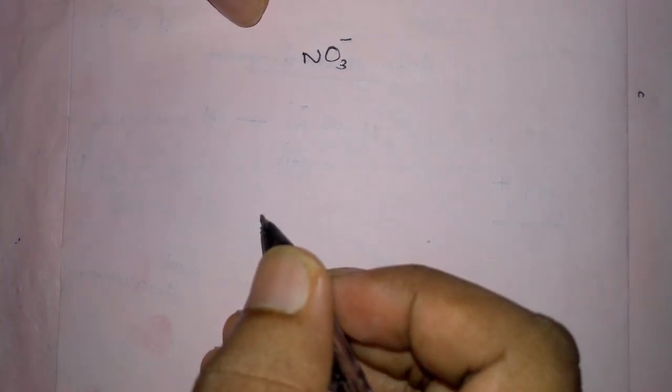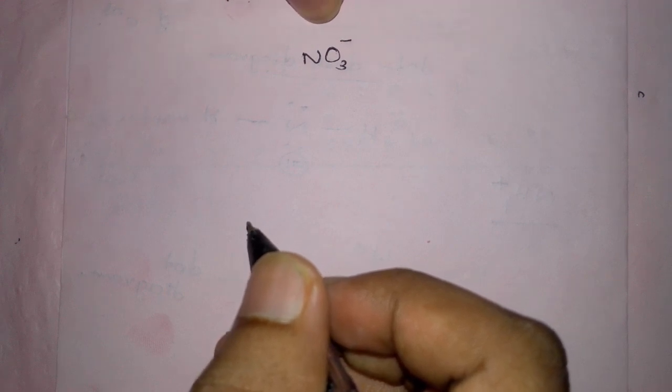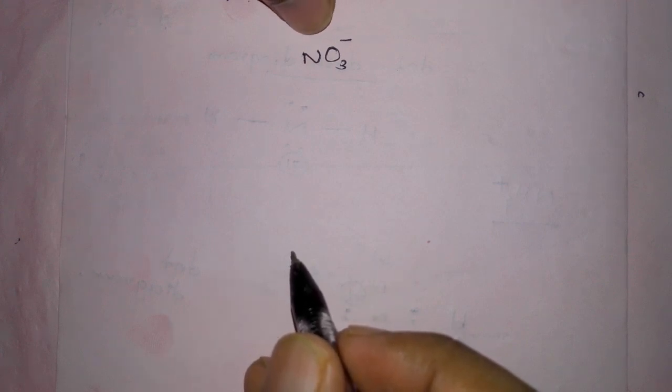Well, today we are going to learn about the Lewis structure of nitrate ion. Let's see how to draw the Lewis structure of nitrate ion. First point is the finding of central atom.